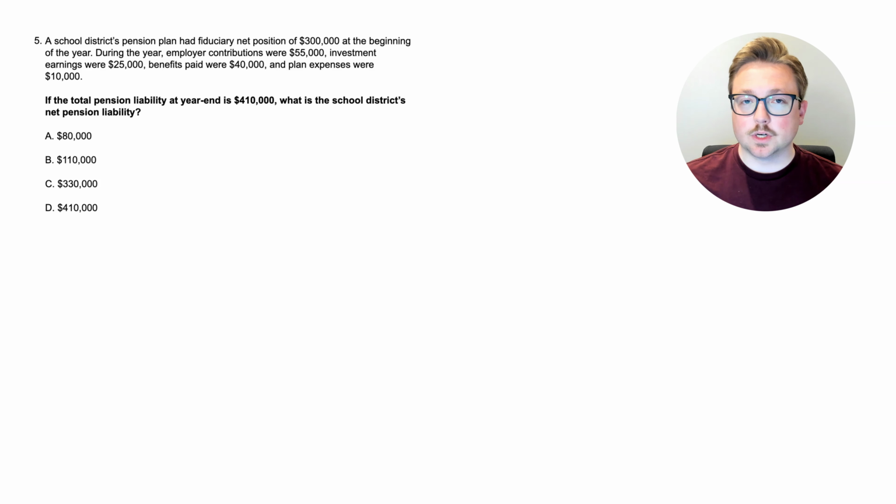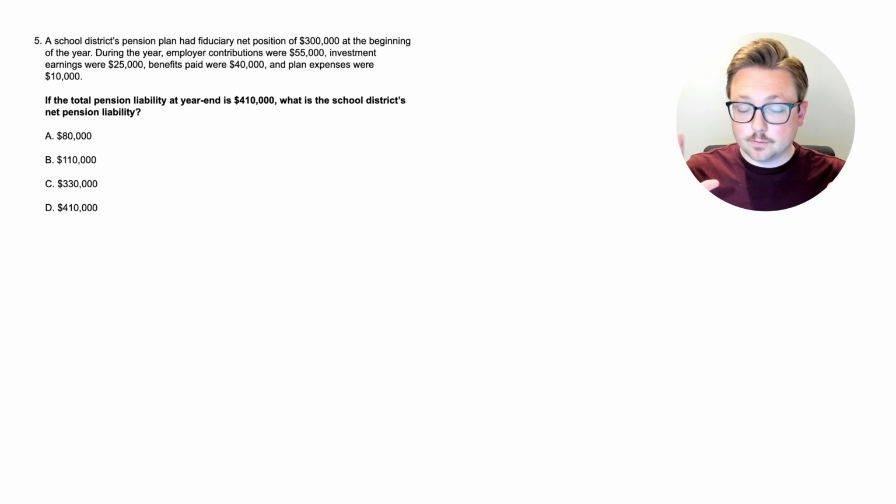All right, here we are at question 5. If the total pension liability at year end is $410,000, what is the school district's net pension liability? Let's go up to the top. A school district's pension plan had fiduciary net position of $300,000 at the beginning of the year. During the year, employer contributions were $55,000, investment earnings were $25,000, benefits paid were $40,000, and plan expenses were $10,000. So again, if the total pension liability at year end is $410,000, what is the school district's net pension liability?